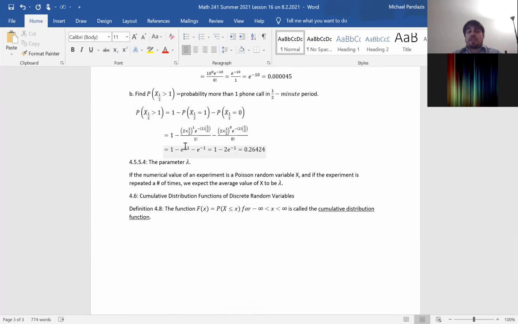So 4.6 is on the cumulative distribution functions of discrete random variables. The first thing we usually do in a mathematical discussion is give definitions. So this is the first definition in this section. Definition 4.8 says the function capital F, make note that there's a capital F, as opposed to earlier, which was little f. The function capital F of x equal to P of capital X less than or equal to little x for a finite x, little x, is called the cumulative distribution function. It's the probability that your discrete random variable capital X is at most a value little x for some fixed little x. That's the cumulative distribution function: the probability that your discrete random variable has a value at most some number.